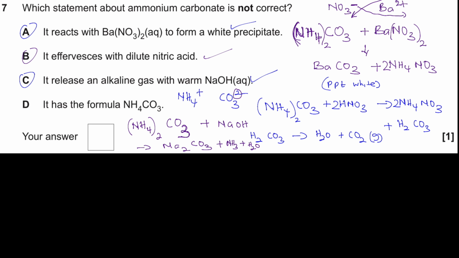The 2 we go there and the 1 we go there. That's why the formula is (NH4)2CO3. D is wrong, so the answer is D, because the question says which statement about ammonium carbonate is not correct. D is not correct.